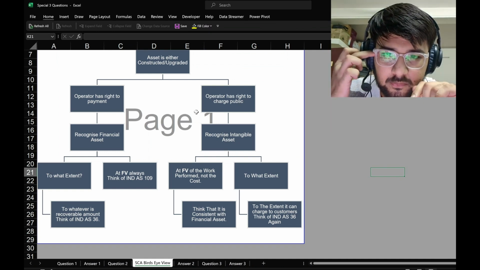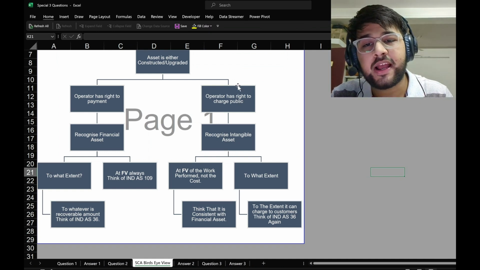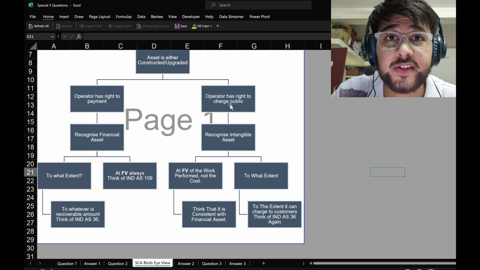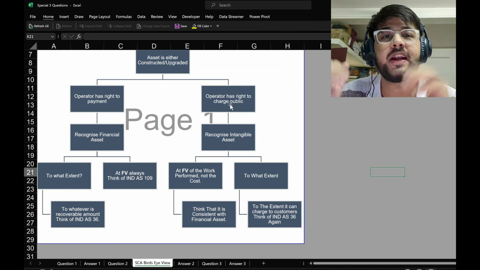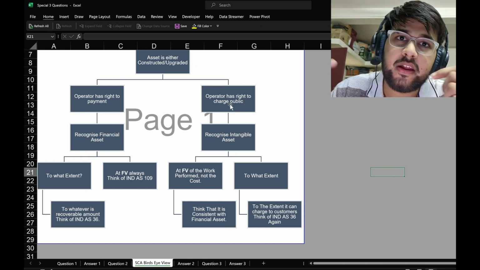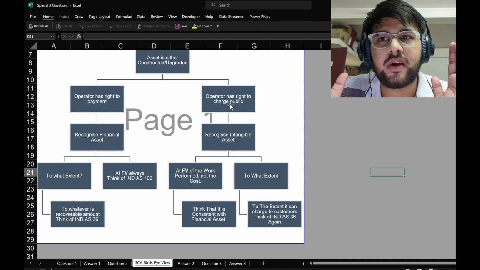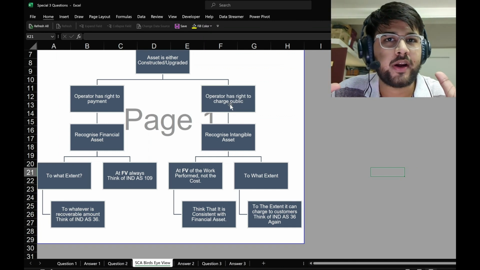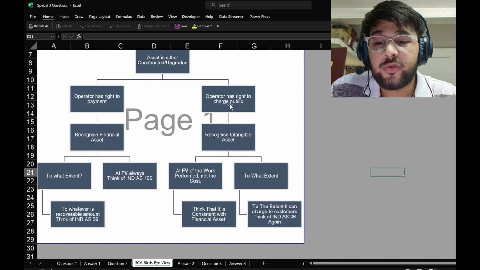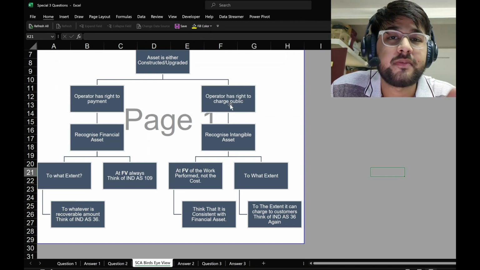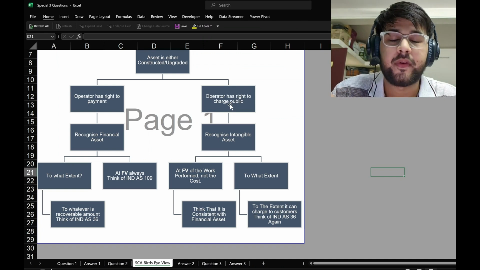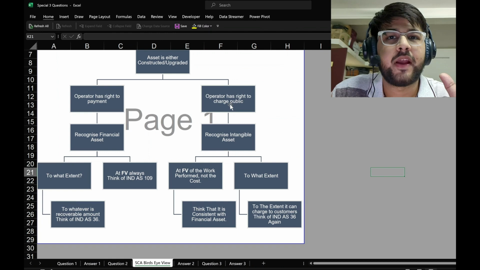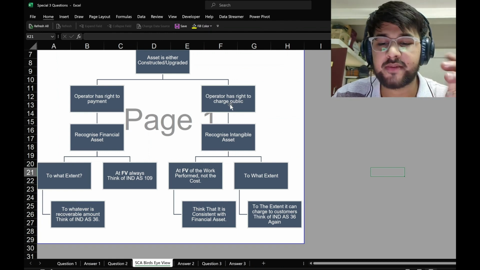All right. The second point being, if the operator has a right to charge the public. If I have the right to charge the public, it would give me a license or something like an intangible. So you would be recognizing an intangible asset, which is again recognized at fair value, to be consistent with the financial asset part, that is all. Otherwise you should have recognized it at cost, but this is at fair value of the intangible asset. All right. To what extent? To the extent that is recoverable in the future. So again, IND AS 36 comes into play.